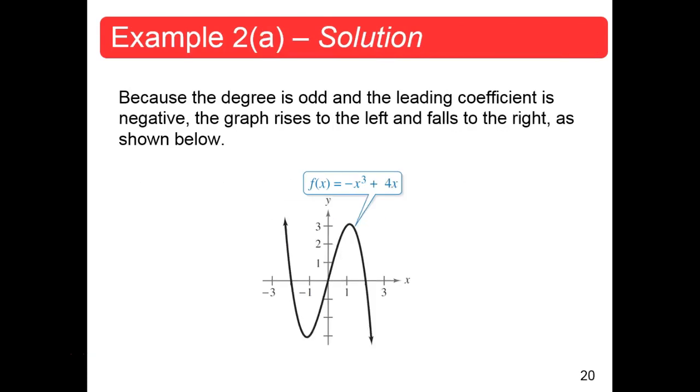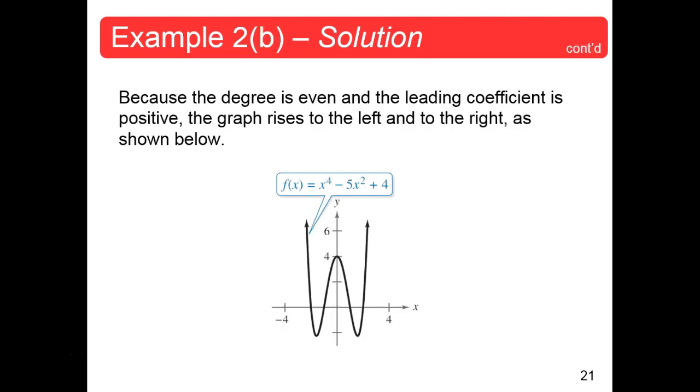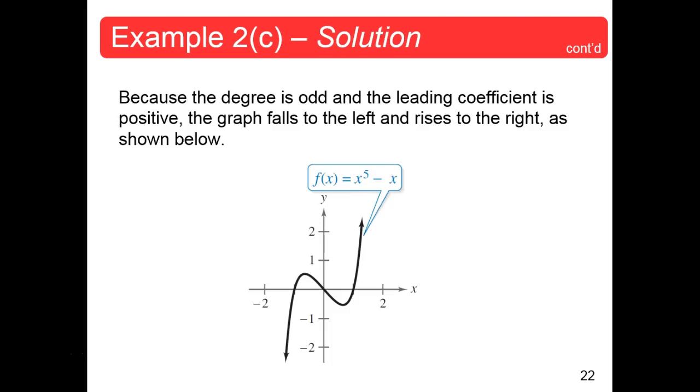This one had three real zeros. That's all the zeros it's got. That one had four real zeros, all the zeros it's got. This one, you were anticipating maybe having up to five. You only had three.